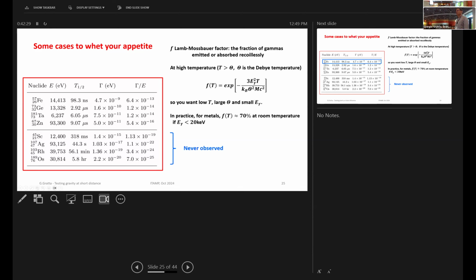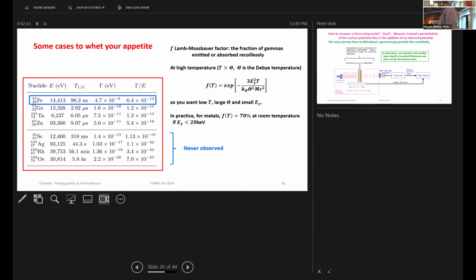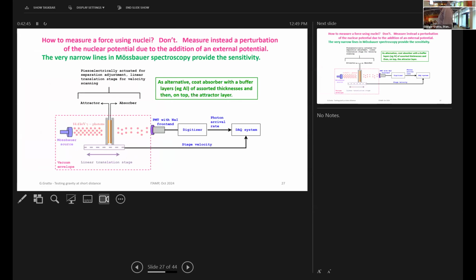And then there are those guys. Those are the monsters. Those have never been observed, and they go down to 7 × 10⁻²⁵ for this osmium isotope, which has a half-life of 5 or 6 hours. These are amazing things. And so I'll be spending most of the rest of the talk on that.